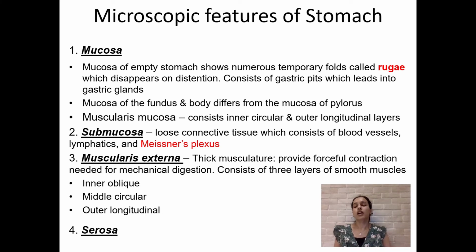When you look at the mucosa, it has many pits. These are gastric pits, which lead into gastric glands. They are invaginations: the surface epithelium of the mucosa invaginates into the lamina propria and forms a gastric pit which leads into gastric glands.